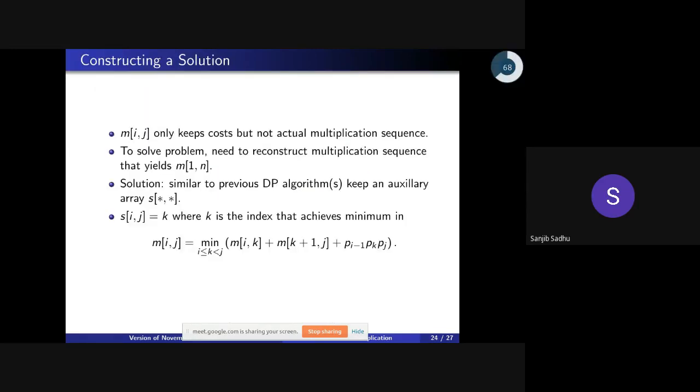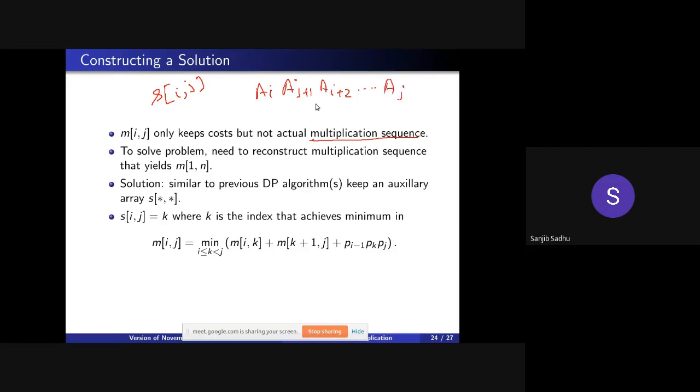Okay, so Mij only keeps cost, but not the actual multiplication sequence that I told, in which order you should multiply. For that, you should take another table. Okay, S i to j. That means A i, A i plus 1, A i plus 2, up to A j.